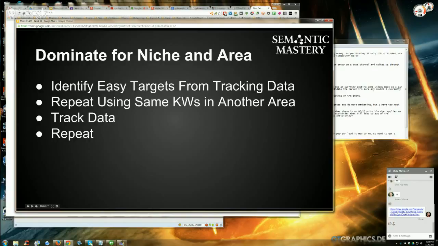But anyways, identify easy targets for tracking data, repeat data using the same keywords in another area, and then track that data and repeat it again. So you keep fine-tuning and refining your data, right? So my point is, the first time you do it, you're going to identify low-hanging fruit. Chances are those are going to be easy to rank in other areas as well. But when you go target those keywords in another area, track that data again, and then compare. Now you can start to compare results from different areas, okay? And you'll get a really good feel for that market.